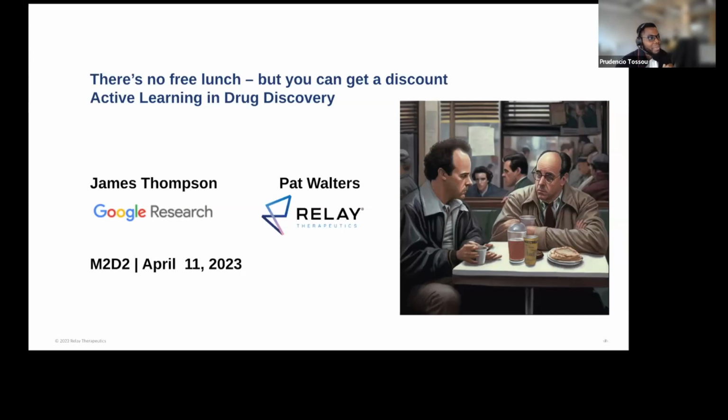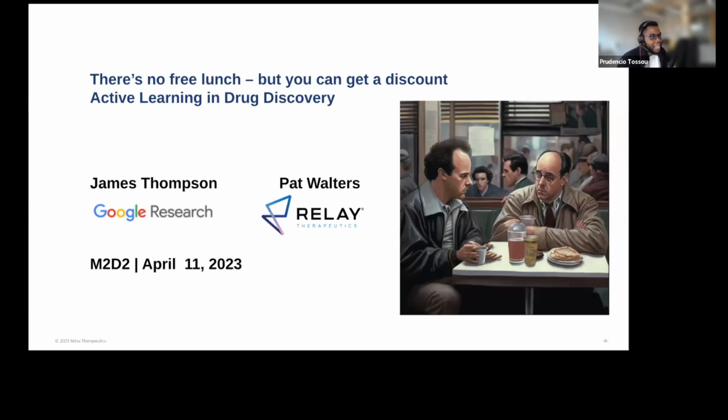A bit about the speakers before we start. Pat is currently the chief data officer at Relay Therapeutics. His group specializes in developing innovative computational methods that merge computer simulation and experimental data to produce insights that drive drug discovery programs. Prior to Relay, Pat spent more than 2 decades at Vertex Therapeutics as the global head of modeling and informatics. Thank you, Pat, so much for joining us today.